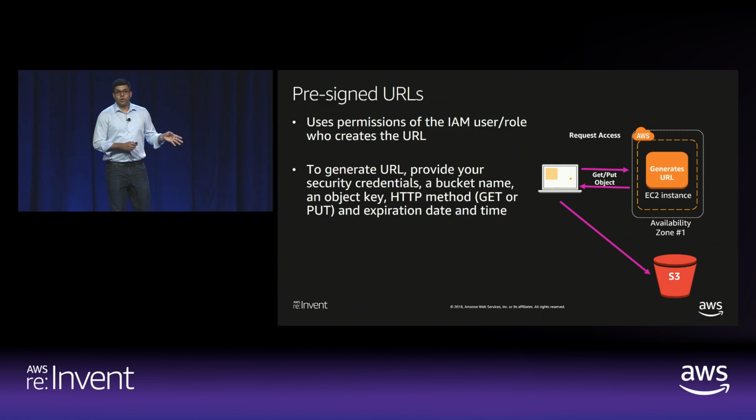And the final one, as we talked about in access control mechanisms, is pre-signed URLs. Some of our customers use pre-signed URLs if they don't want to assign any AWS credentials to a lot of developers that they have in their organization.